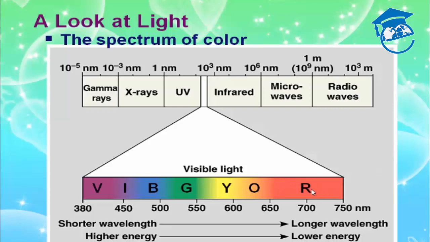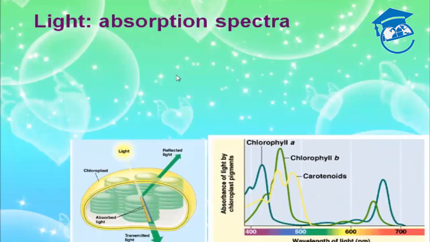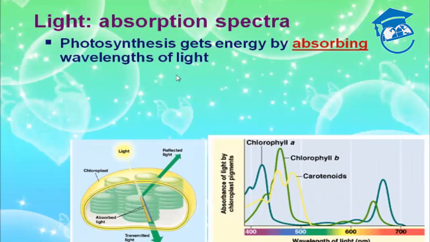So red color has longer wavelength and lower energy, unlike violet, which has shorter wavelength and higher energy, students. Wavelength and energy are inversely proportional to each other. So this is the light absorption spectra. Photosynthesis gets energy by absorbing wavelengths of energy.